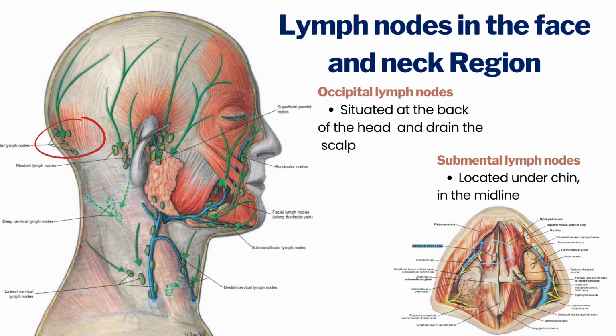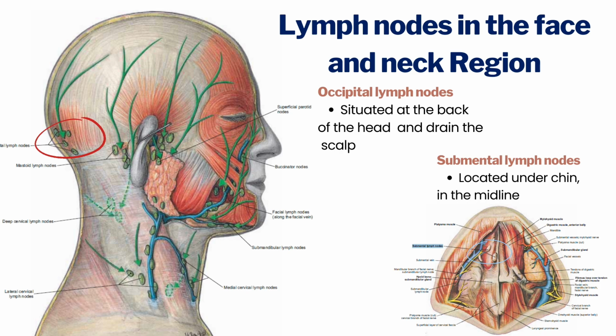Occipital lymph nodes, situated at the back of the head and drain the scalp. Occipital lymph nodes are a set of lymph nodes positioned outside of the occipital bone rather than within the skull. They are active participants in the body's immunological defense system. The occipital lymph nodes are part of the lymphatic system which filters and purifies lymph fluid as well as produces and activates immune cells.